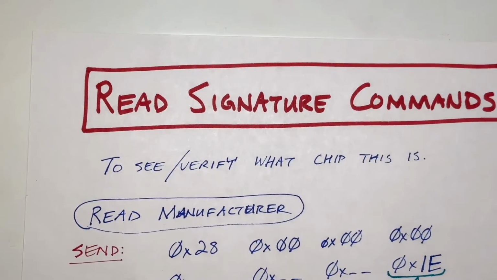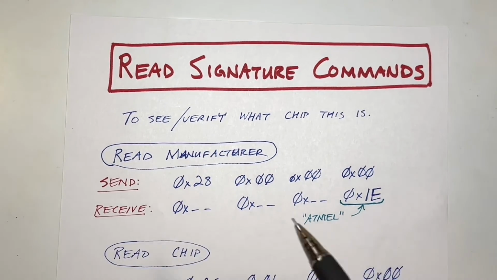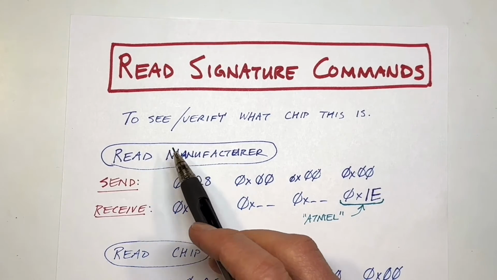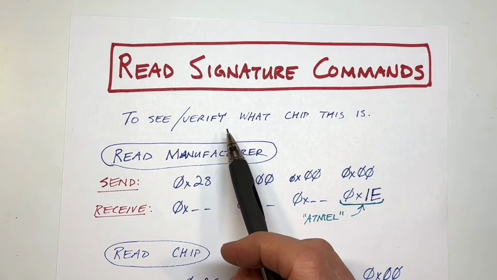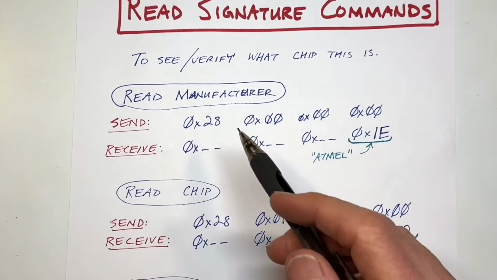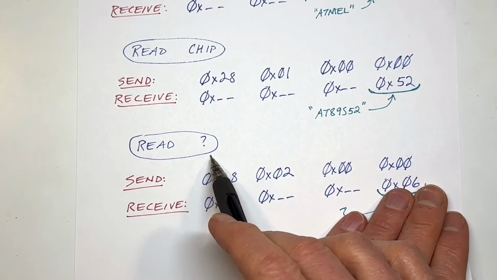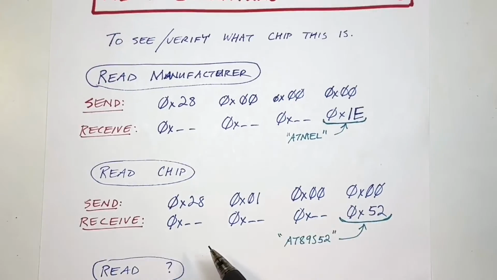Now there's another command called the read signature command. There are actually several variations of this command, and we can use it to verify or determine what chip we're dealing with. So there's a read manufacturer, a read chip, and then there's a third one which I'm not really sure what it is.